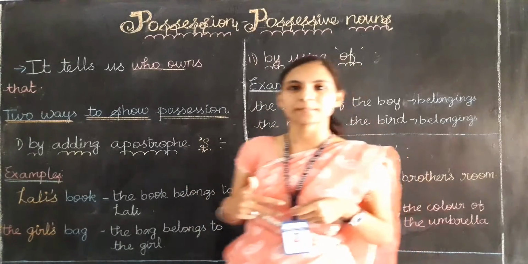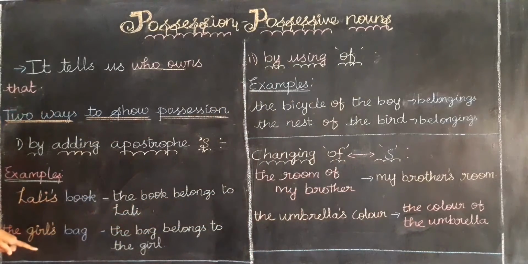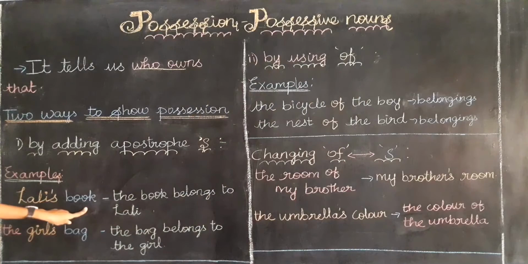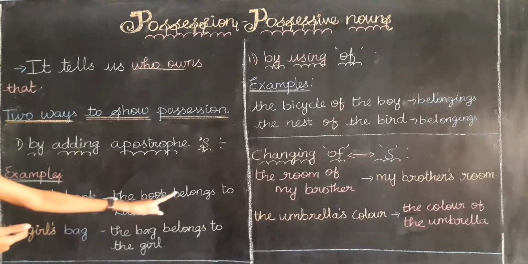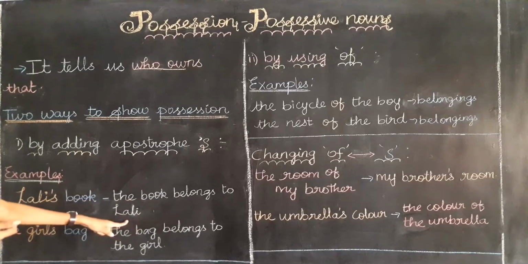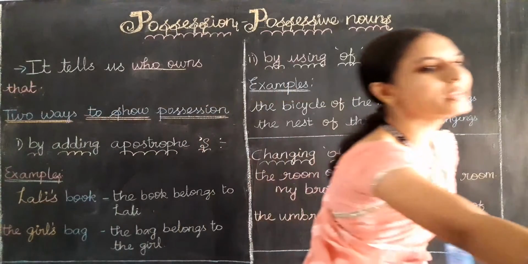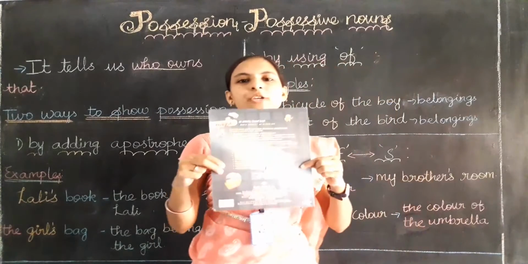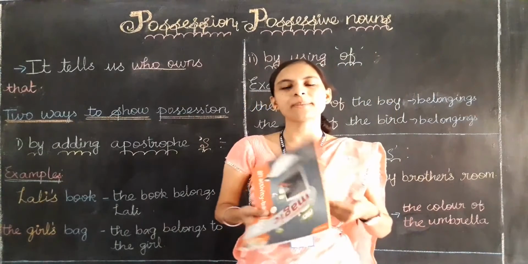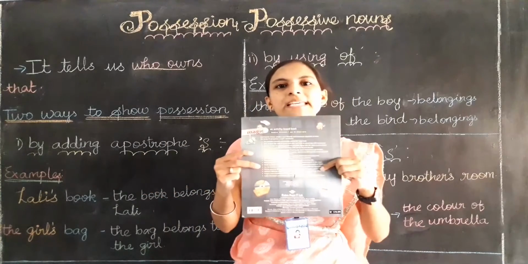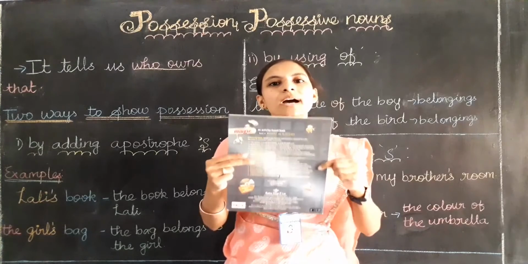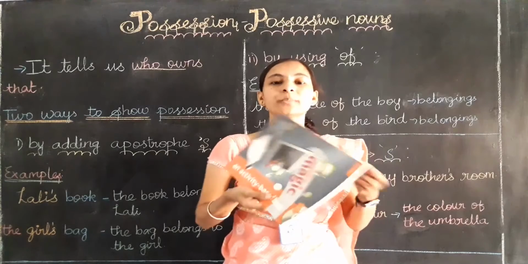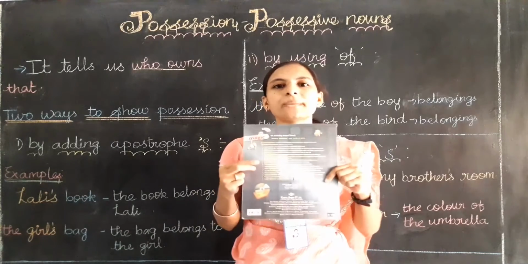Let's learn with some examples. Here I have written two examples. First example, Lali's book. What can you understand from Lali's book? Lali's book means the book belongs to Lali. If this book belongs to Lali, how can I say it by adding apostrophe s? Lali's book. Suppose this book belongs to Kumar, how can you say? Kumar's book. If this book belongs to Meena, how can you tell me? This is Meena's book.